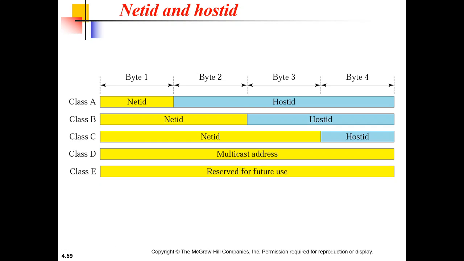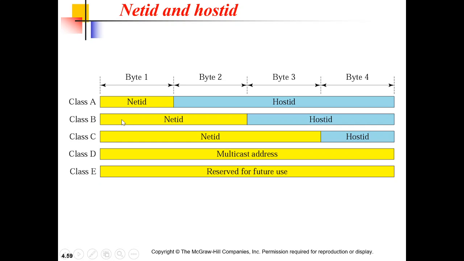So how many networks are there in class A? 2 raised to 7, that is a total of 128 networks will be there in class A, while in each network you can connect 2 raised to 24 hosts. So these 3 bytes, byte 2, byte 3, byte 4 represent host ID, meaning that many hosts you can connect in that particular network.